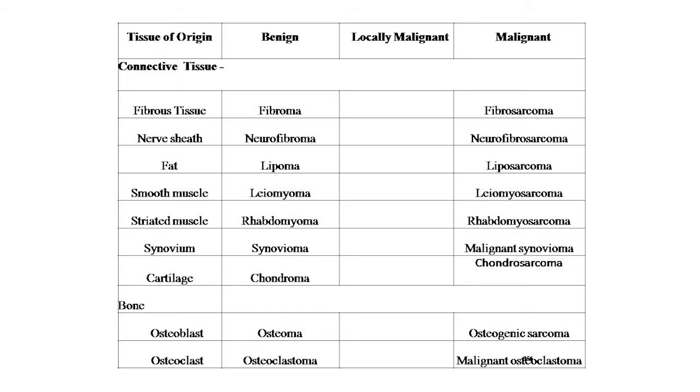Striated muscle, benign develops the rhabdomyoma and in the malignancy rhabdomyosarcoma. Synovium connective tissue, benign tumor is the synovioma and the malignant tumor is the malignant synovioma. In the cartilaginous connective tissue, the benign tumor is the chondroma and malignant is the chondrosarcoma. These are the differences. Now, in the bone, the tissue is the bone and osteoblast. Benign tumor is osteoma and malignant is osteogenic sarcoma. Osteoclast: osteoclastoma and malignant osteoclastoma.